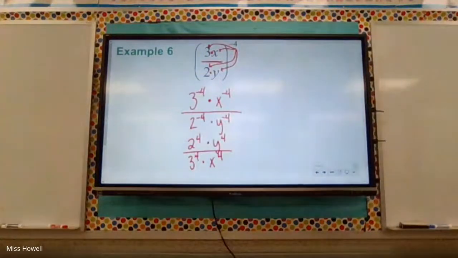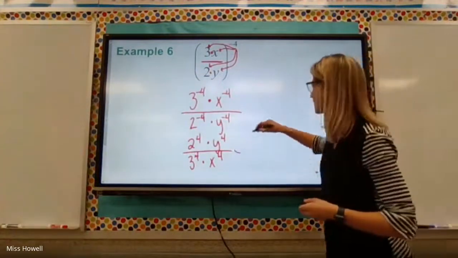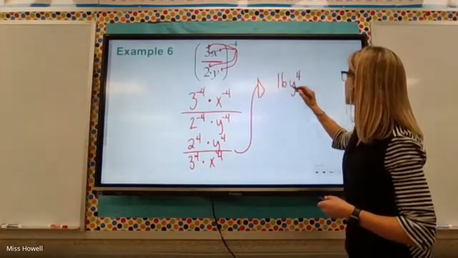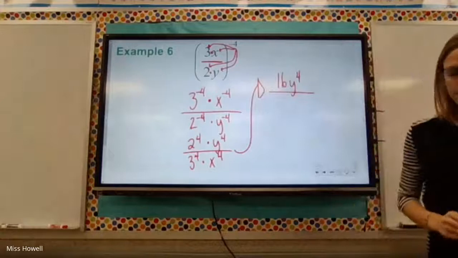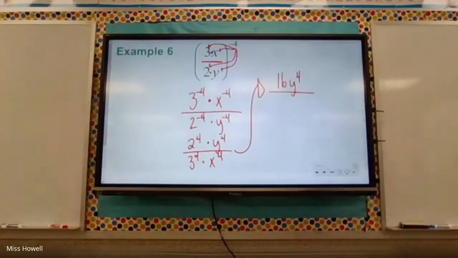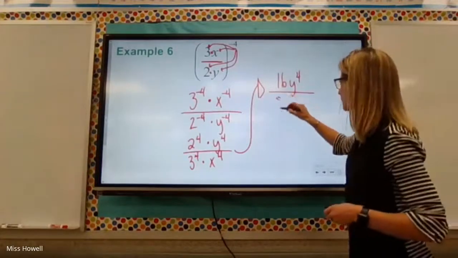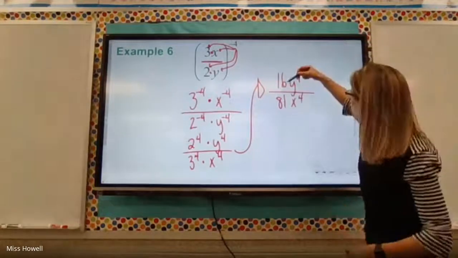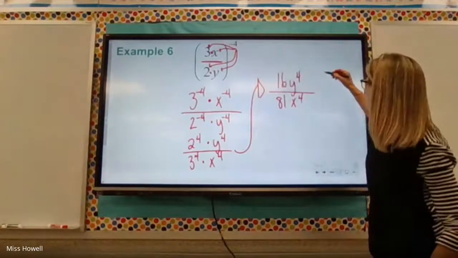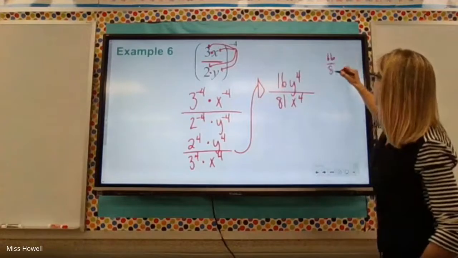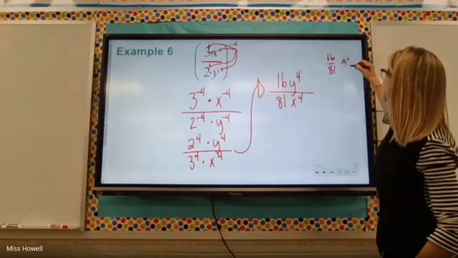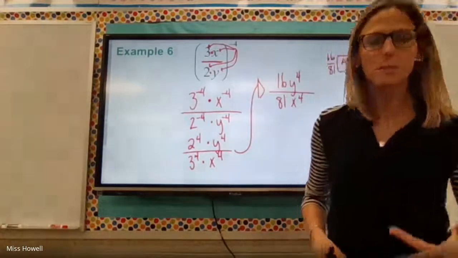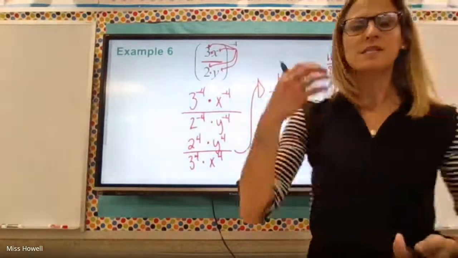2 to the 4th would give us a 16. Y to the 4th. On the bottom, 3 to the 4th would give us an 81. So we now have an 81 x to the 4th. Now, before I call it done, this is a fraction of 16/81, right? 16 over 81. I need to use my ABC fraction button here and just make sure I want the simplest version of that number. Make sure it's all the way simplified.